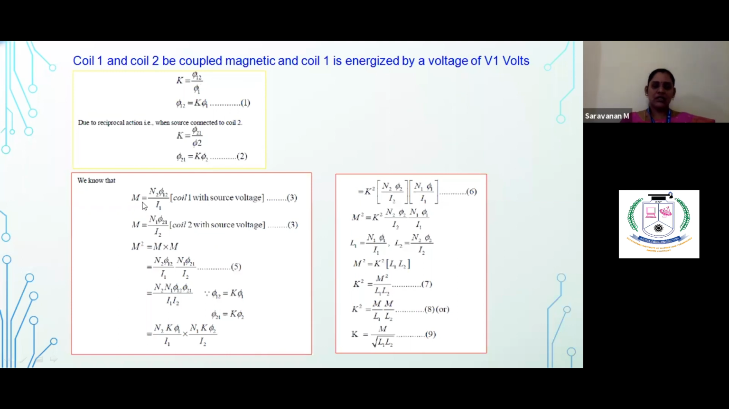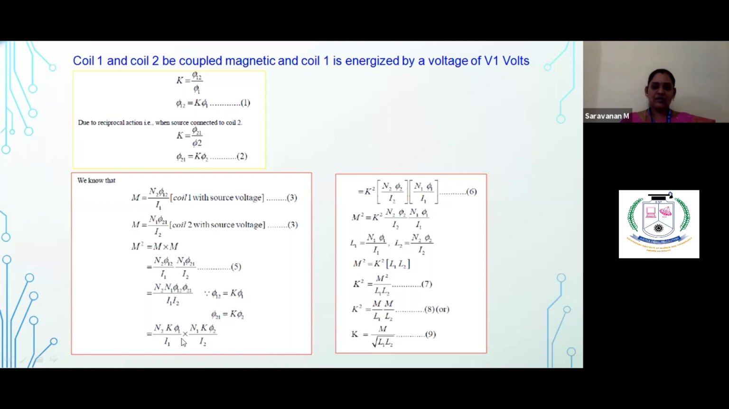So we know the mutual inductance I have derived: M is equal to N2 phi21 divided by I1. Similarly, with respect to the second coil, you can write it as N1 phi12 divided by I2. So let me take the mutual inductance with respect to coil 1 and coil 2, which I can write as M square. I'm getting it as N1 phi12 N2 phi21 divided by I1 into I2. So what are phi12 and phi21? I have shown you in equations number 1 and 2.